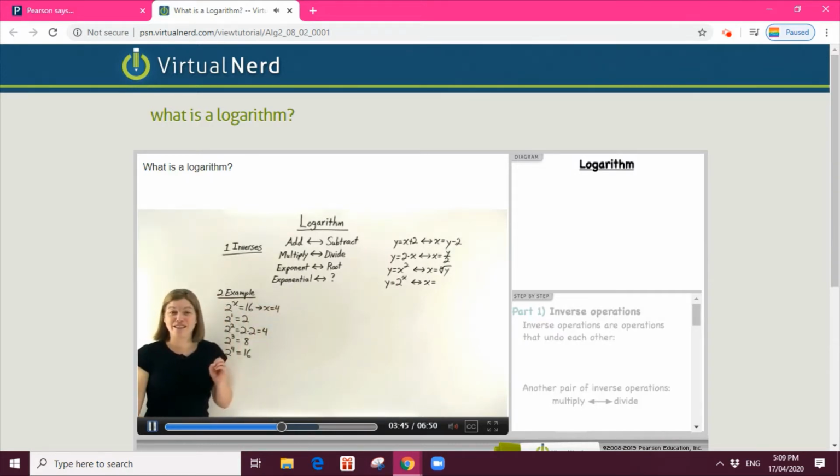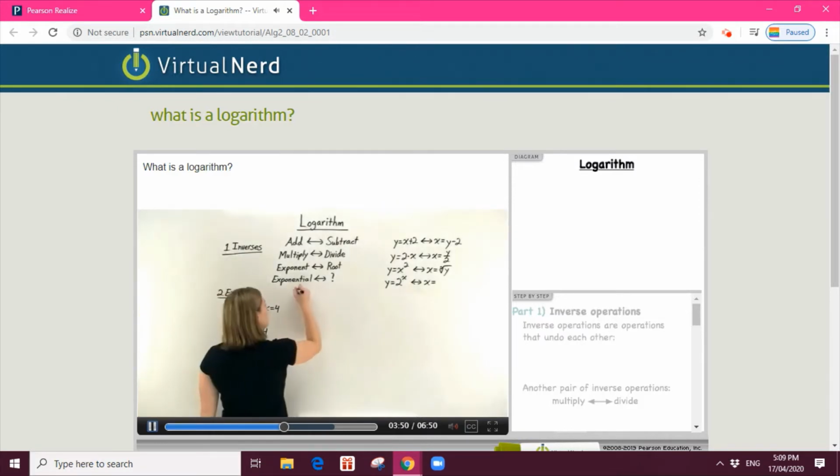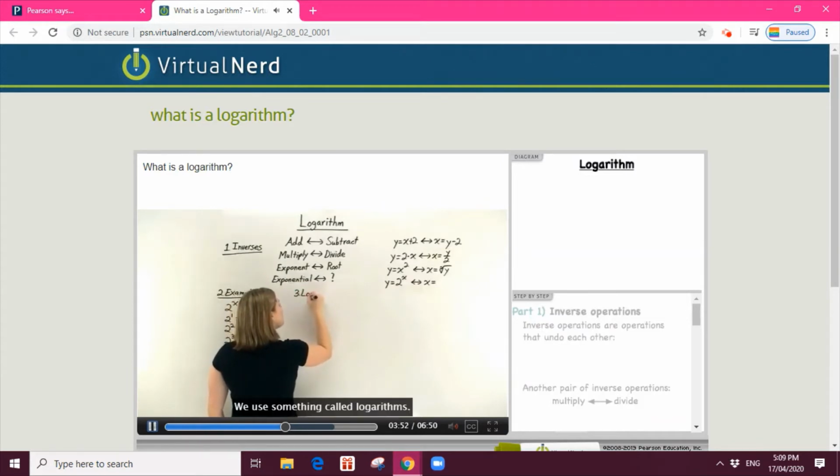So we solved this. But is there a better way to write this, where it's a little bit easier to manage? Well, yes, there is. We use something called logarithms.